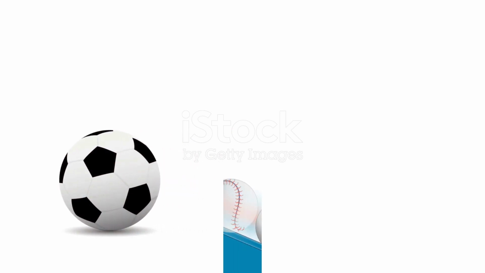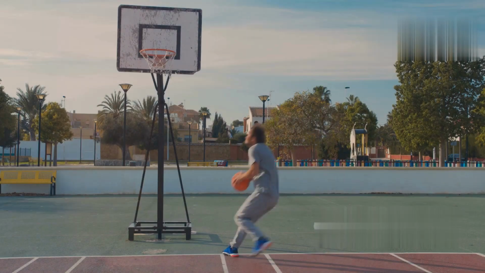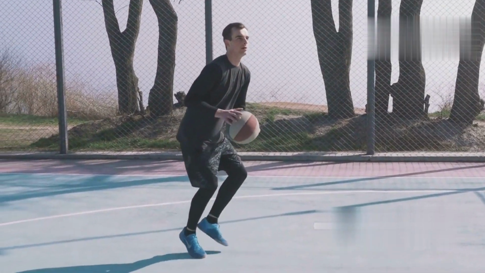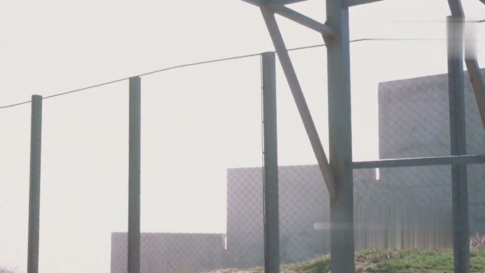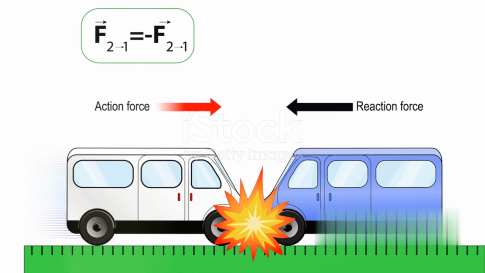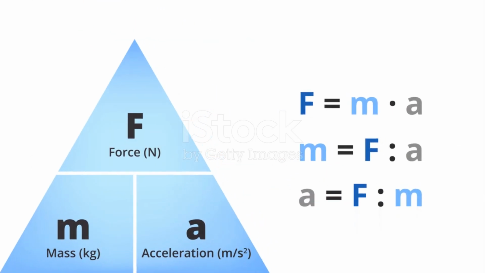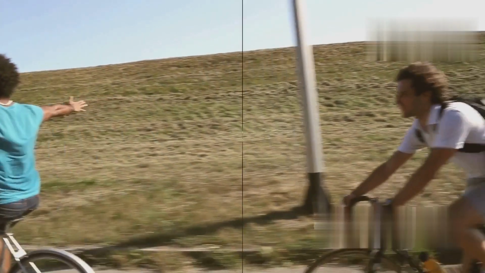Newton's second law of motion goes a step further, explaining how the velocity of an object changes when it's subjected to an external force. The law states that the force acting on an object is equal to the mass of that object times its acceleration. This is why it takes more effort to push a car than to push a bicycle. Even if you apply the same force, the car, having a larger mass, accelerates less than the bicycle.